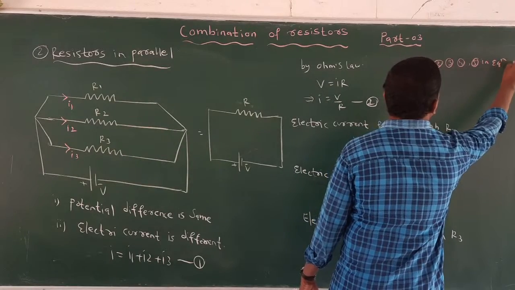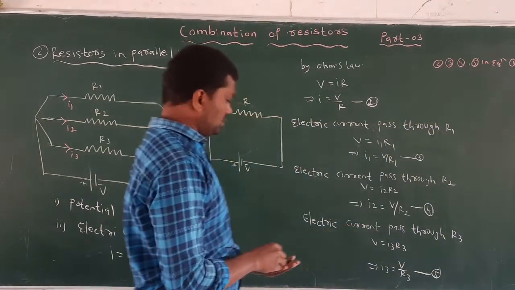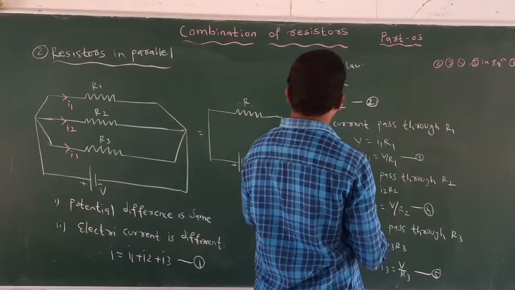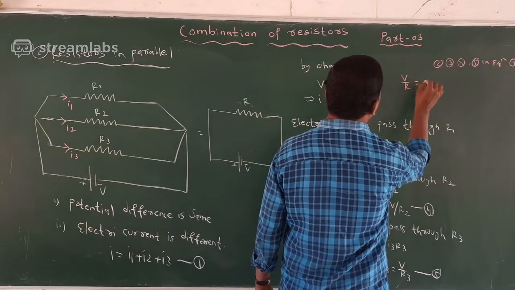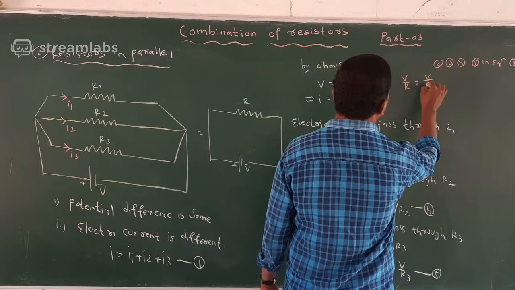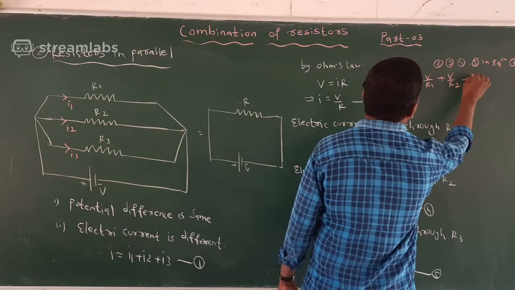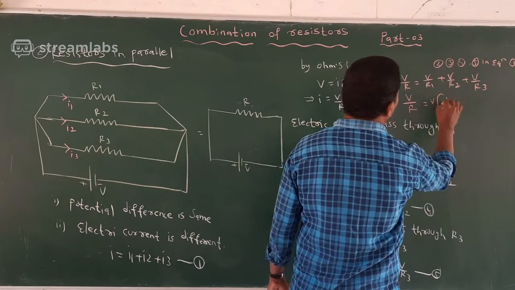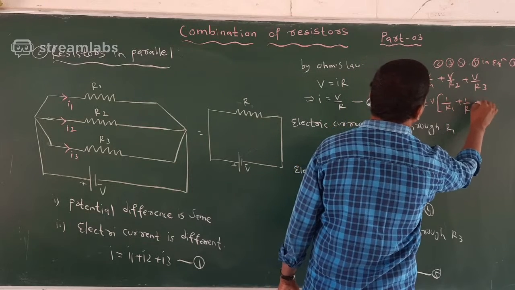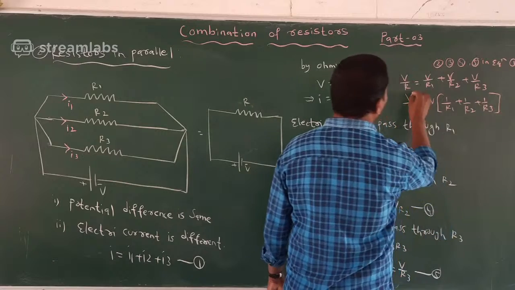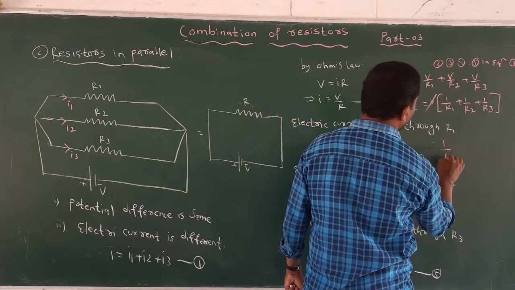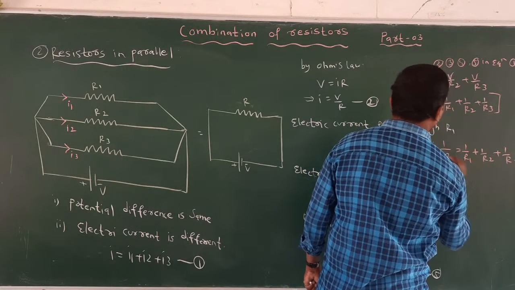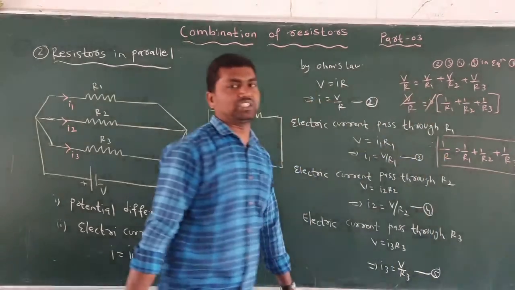So we can write equation number 1: I is equal to V by R, which is equal to V by R1 plus V by R2 plus V by R3. So V by R is equal to V times (1 by R1 plus 1 by R2 plus 1 by R3). V will be cancelled. So the final equation is 1 by R is equal to 1 by R1 plus 1 by R2 plus 1 by R3. So this is the effective resistance.